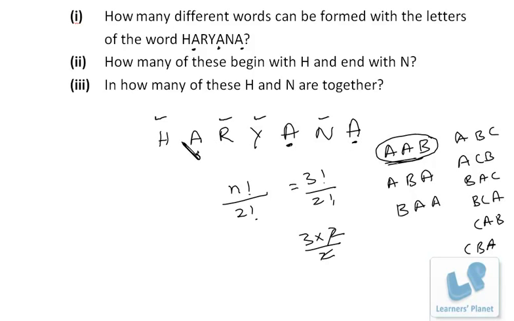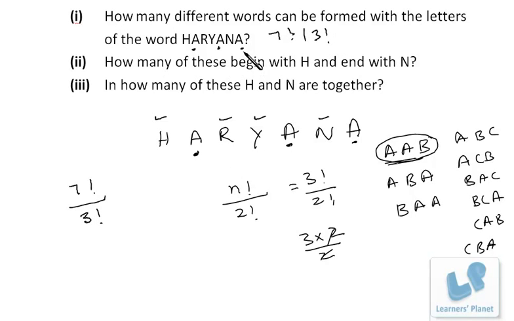So what we do, first of all, we count 1, 2, 3, 4, 5, 6, 7 letters, so 7 factorial ways will be there, since we have to fill up the 7 places with these 7 letters. But since A is repeated, we need to divide it by 3 factorial. Now A is being repeated 3 times, so I'll divide this expression by 3 factorial, right? So 7 factorial by 3 factorial, these are the number of ways when all the letters of the word Haryana can be arranged, right? So for the first case, our answer is 7 factorial by 3 factorial.